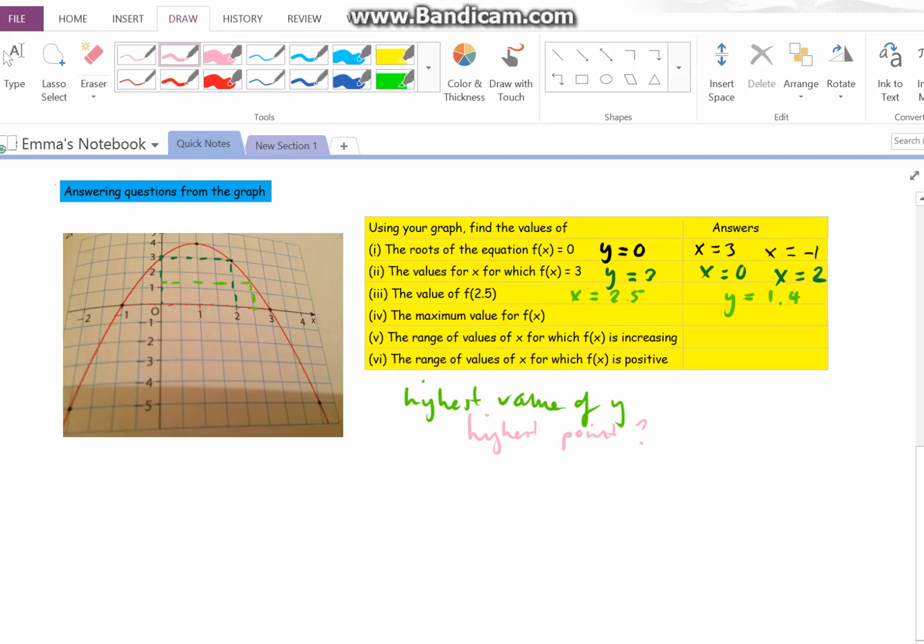So find the maximum value for f of x. So the maximum value for f of x is that point there. So what do we call that point? That point is 1 on the x-axis.